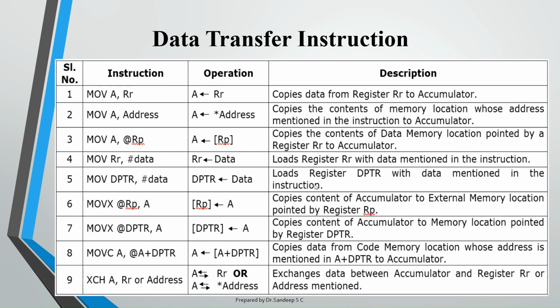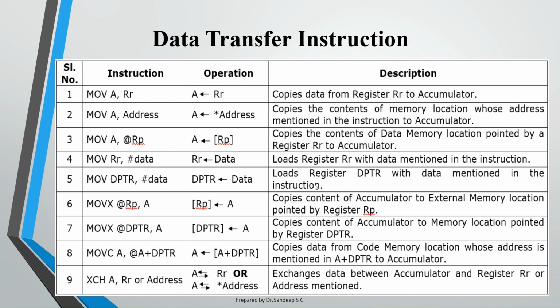copied to accumulator A. Then next, MOV A, address. This is a direct addressing mode, wherein instead of a register name we are directly giving the address of a memory location. From that the data will be read and copied to the accumulator. Then MOV A, @Rp. This is a register pointer. Only R0 and R1 can be used here, which will contain the address of a memory location, and data will be read from that location and moved to A.